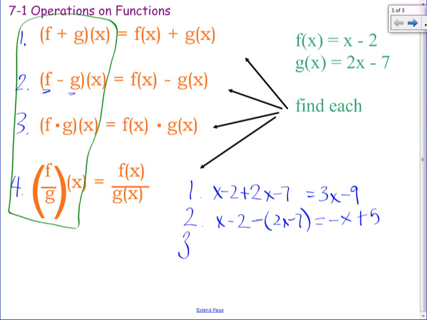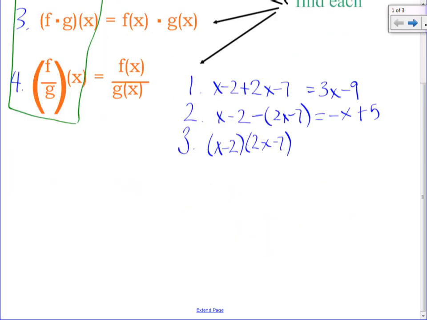Okay, number 3, they want us to multiply them. So we've got x minus 2 times 2x minus 7. Now this is a new semester, so some of you are new to this class. Your other teacher may have said to do the FOIL method right here, which is totally fine if you want to do that. I tend to go with the window method, which essentially is the FOIL method just organized in a square.